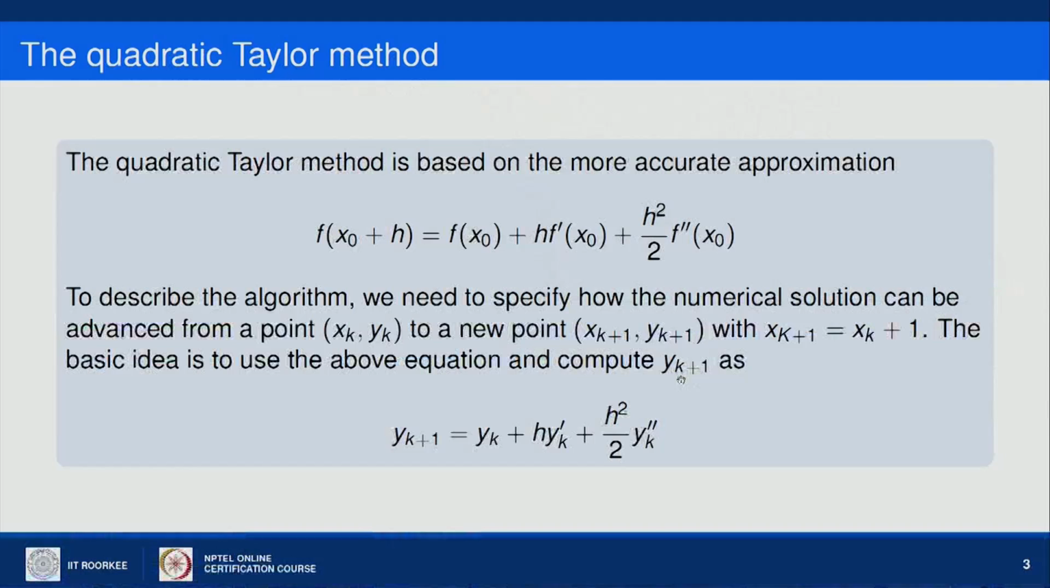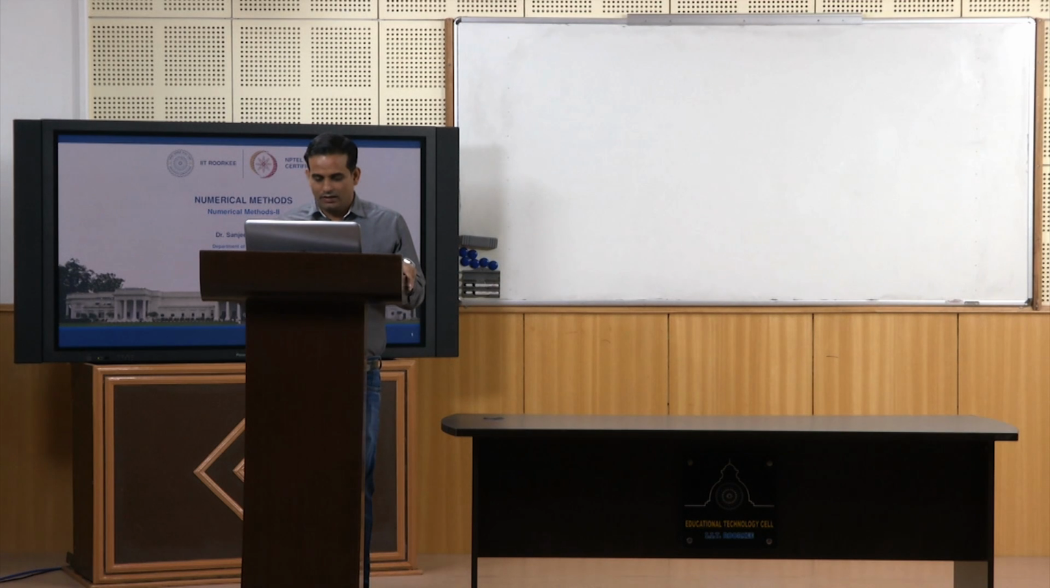The basic idea is to use the above equation and compute yk plus 1. So, by the Taylor series expansion we can write yk plus 1 as yk plus h times y prime k plus h square by 2 y double prime k. In this expression you can see we have y prime k as well as y double prime k. y prime k can be given by the differential equation from our initial value problem. However, we need to calculate y double prime k here.